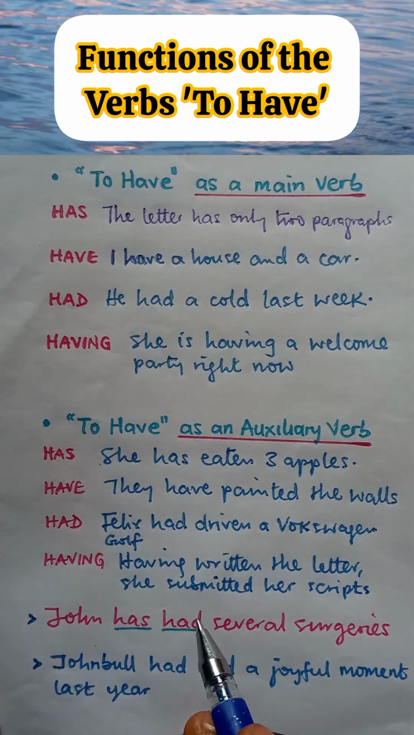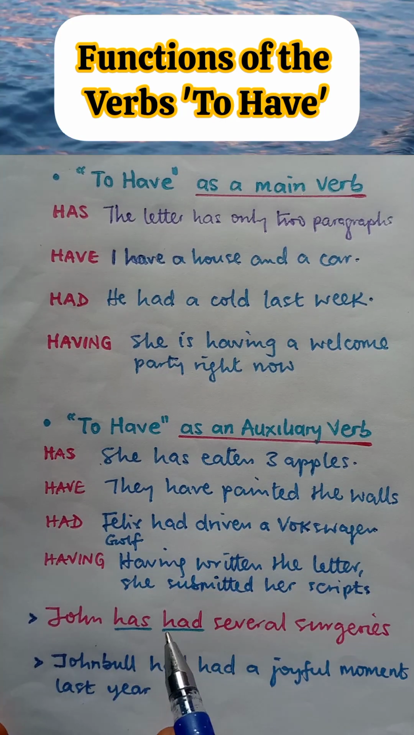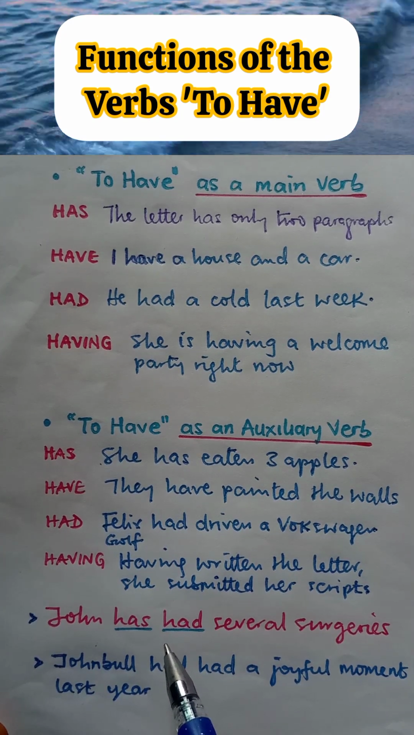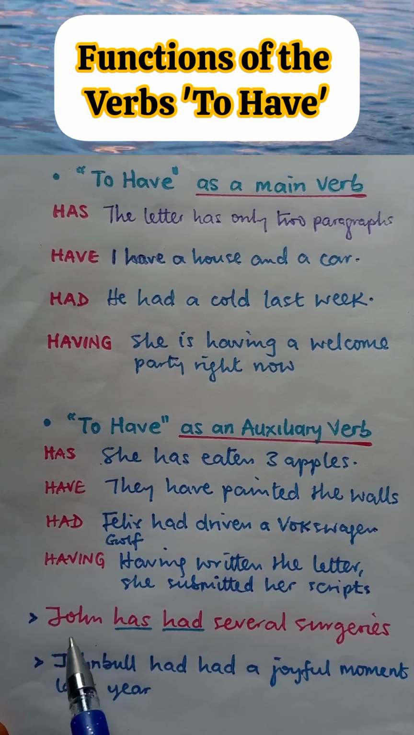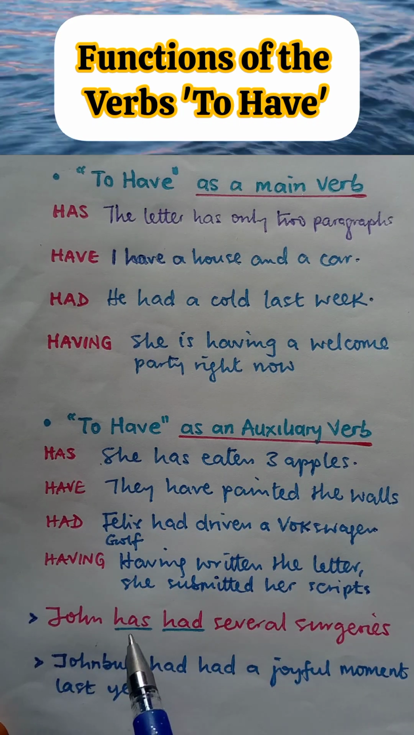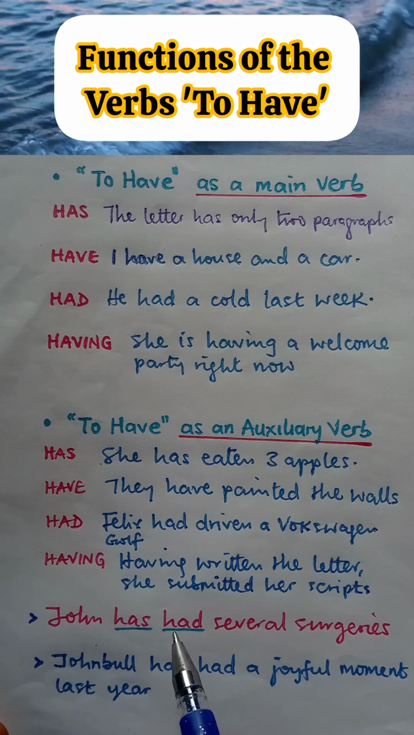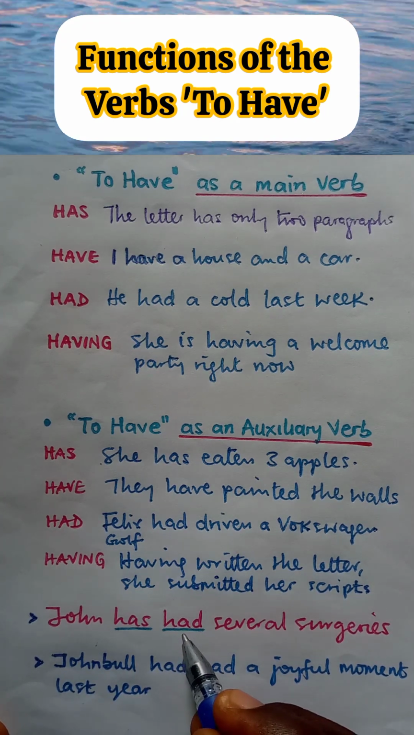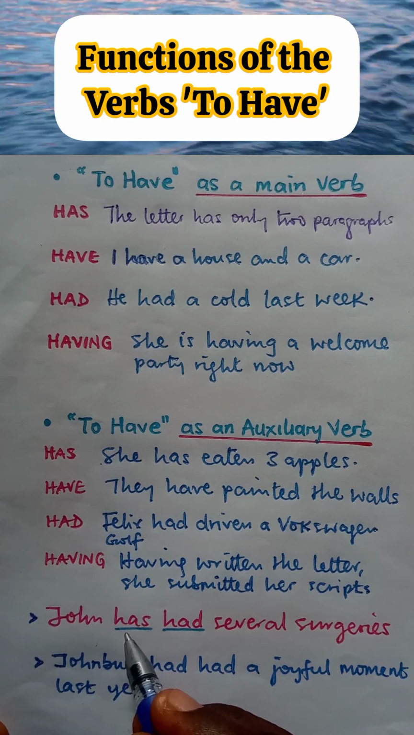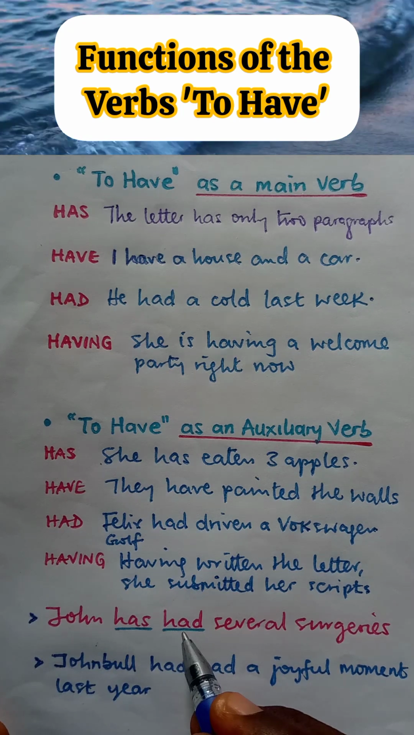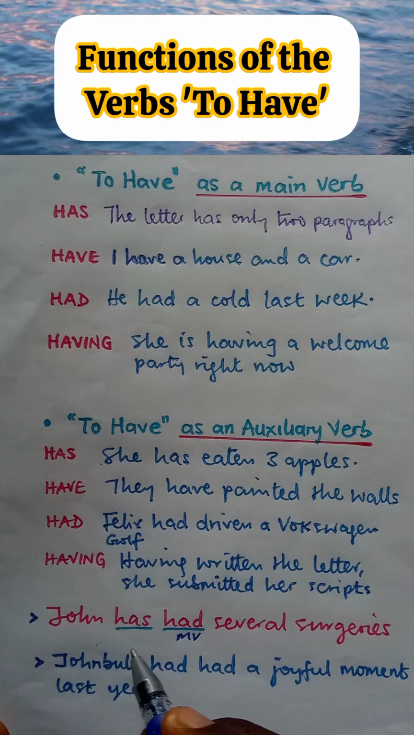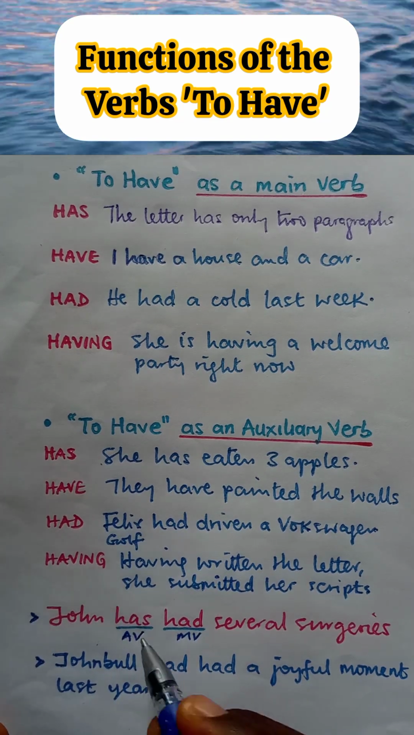Now let us look at 2 special cases. Here we have the verbs has and had, the verbs to have functioning both as the main verb and the auxiliary verb in a sentence. John has had several surgeries. Here, has and had are both verbs to have, whereas had is functioning as the main verb and has as the auxiliary verb, assisting had to form its present perfect tense. So had is the main verb, while has is the auxiliary verb.